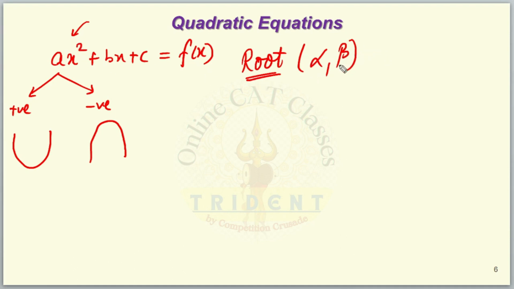So we are representing them as alpha and beta. Roots are typically also called the zeros. When you substitute the value of a root into the expression, it becomes 0. That is the meaning of a root. Now let us try and understand how we can calculate roots.